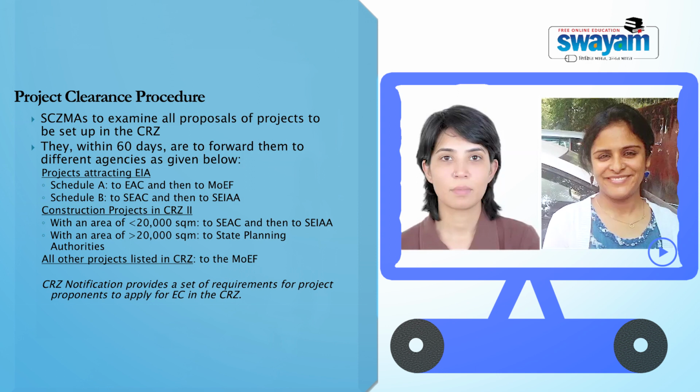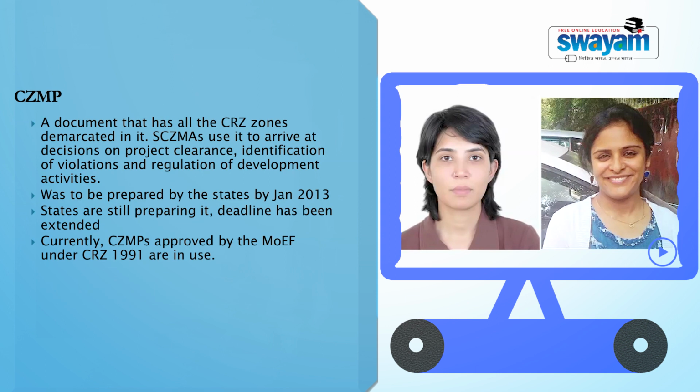CRZ notification also stipulated that the proponent, while applying for environment clearance under the CRZ, should submit the application with certain documents such as Environment Impact Assessment Report, Disaster and Risk Management Report, and CRZ map. CRZ notification further stipulated that all coastal states will formulate Coastal Zone Management Plans, that is CZMP. CZMP is a document that has all the CRZ zones demarcated in it. SCZMAs, that is the State Coastal Zone Management Authorities, use it to arrive at decisions on project clearance, identification of violations, and regulation of development activities in the CRZ.